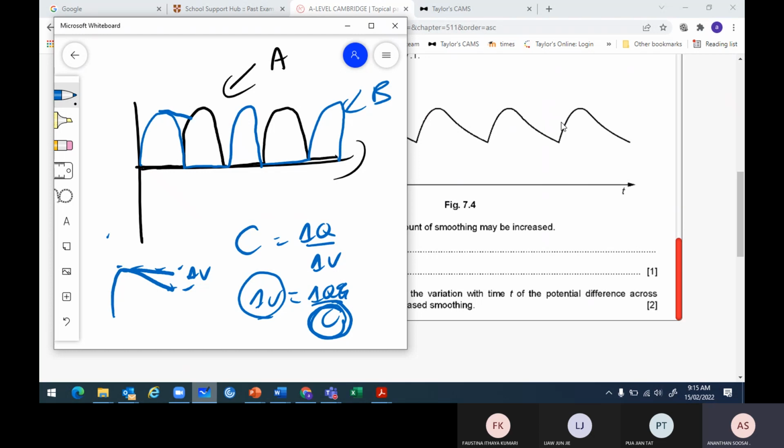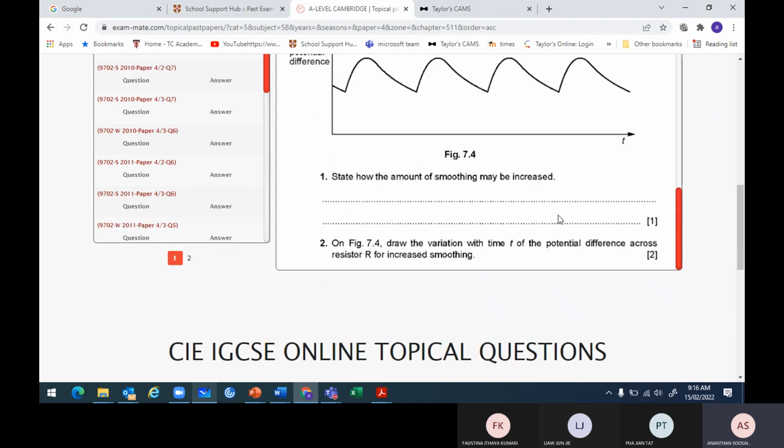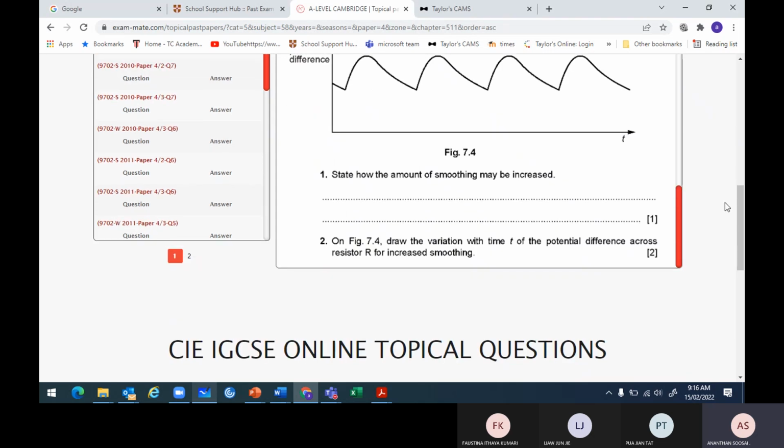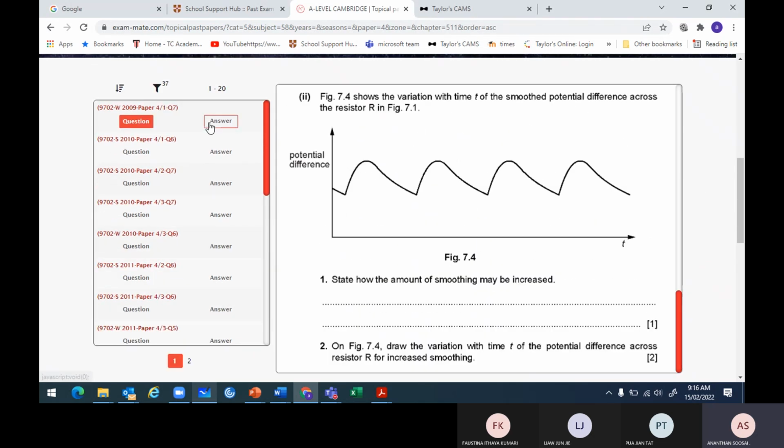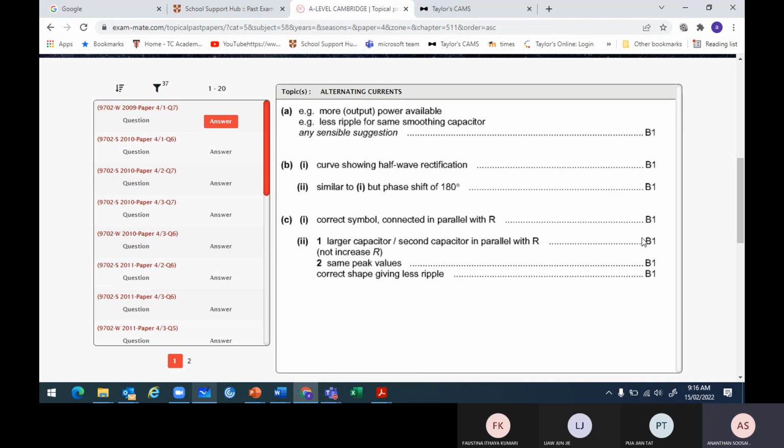2 marks explain. So change of V equals change of Q over C. So capacitor voltage drop, so big capacitance. Okay. Explanation. Okay. So we got the idea. Okay, that's the first question. This is the mark scheme.